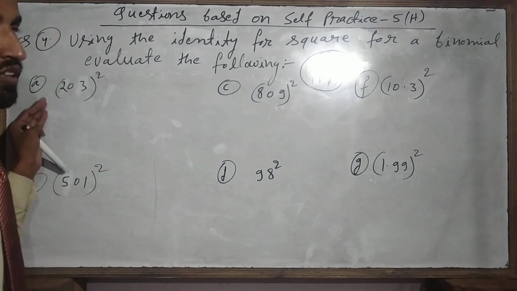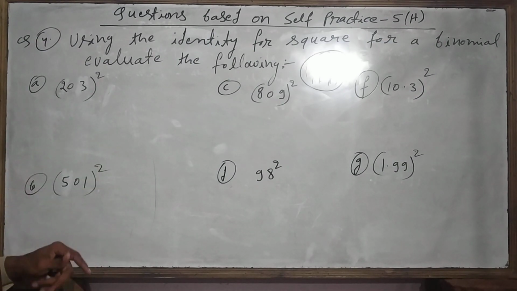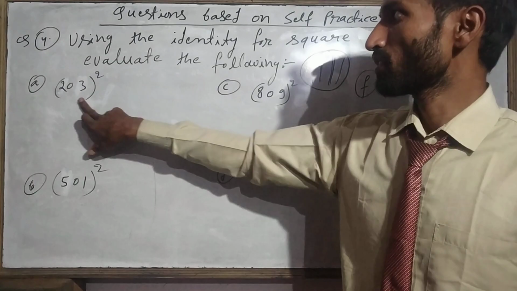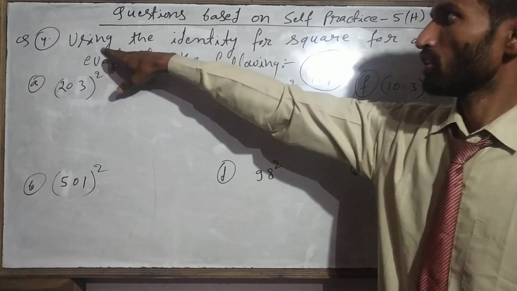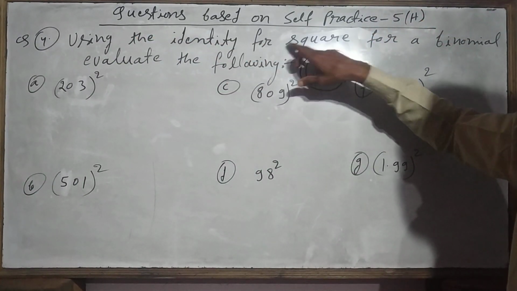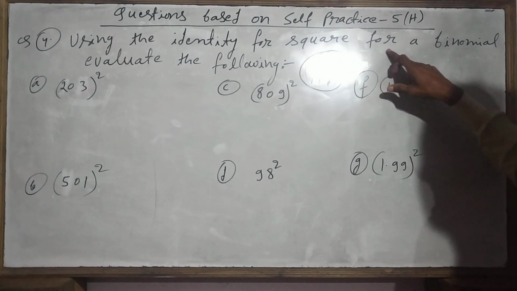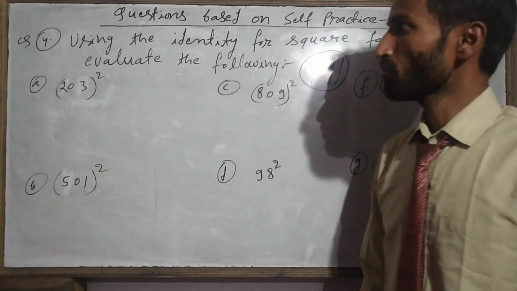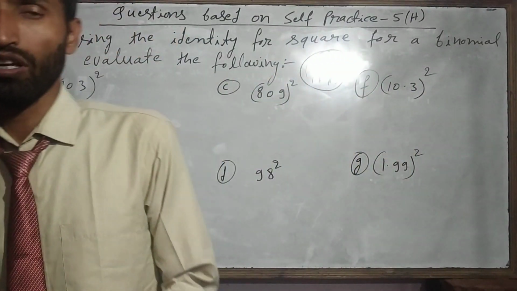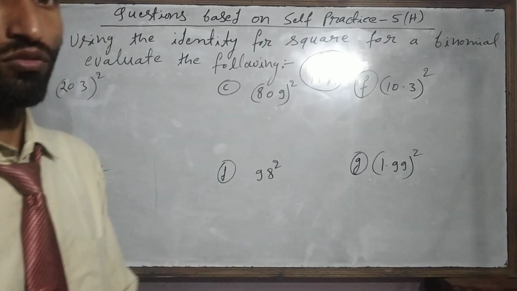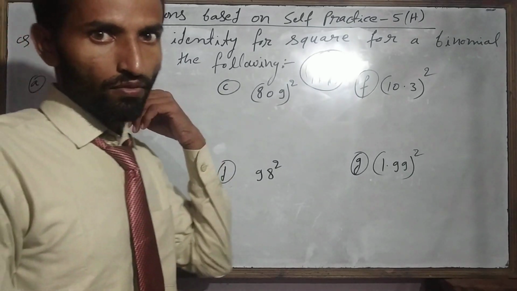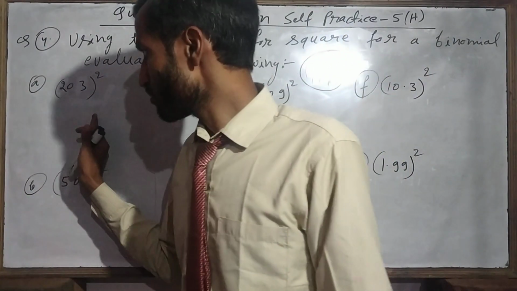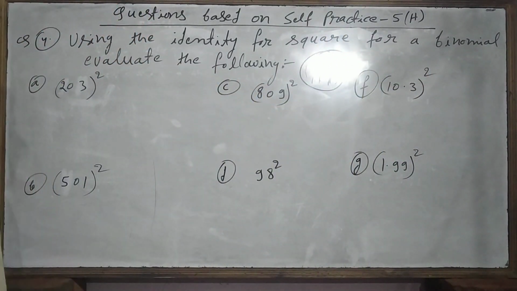Sorry, question number 3. Now I want to explain question number 4. Just you see in this question, we have to find the value of this number. Just you read the question. Using the identity for the square of a binomial, evaluate the following. Means we have to use the binomial formula here. I have already discussed the formulas: (a plus b) whole square, (a minus b) whole square, and a square minus b square, like that. So we have to use this type of formula for that question.